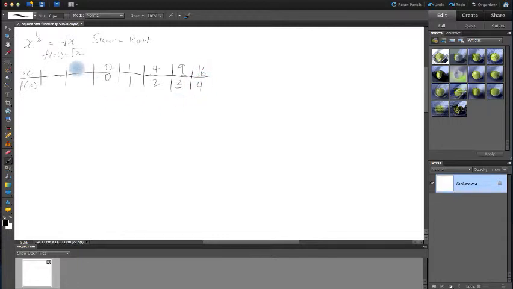Now let's go backwards a little bit and think about the square roots of negative 1 and negative 4. Well, hopefully you know you can't have the square root of a negative number. So these are both undefined. Okay, so let's go about plotting these points on a set of axes.